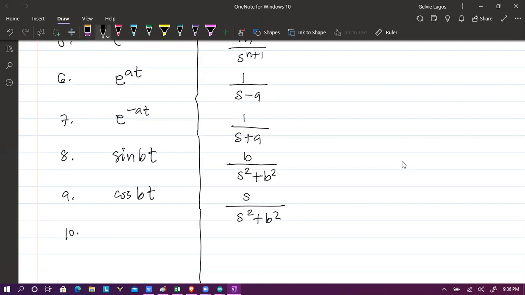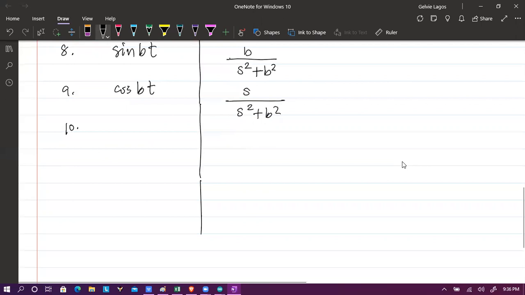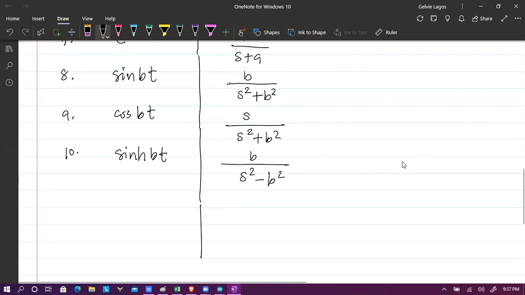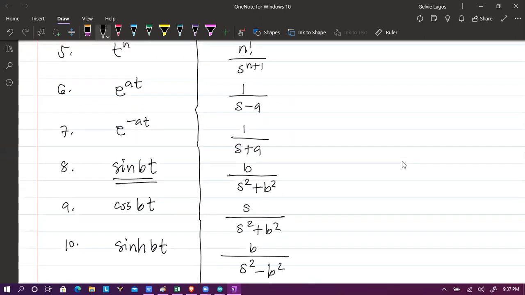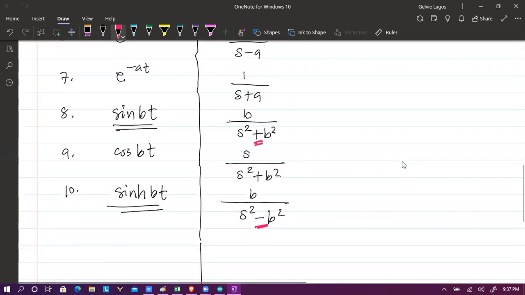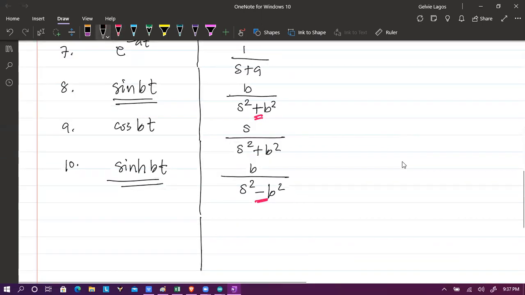Let's have another one, this time for the hyperbolic function. The Laplace transform of the hyperbolic sine of bt is simply b all over s squared minus b squared. Now take note of the difference between sine and hyperbolic sine. They differ in the sign of your b squared in your denominator. Now let's have the hyperbolic cosine of bt. This is s all over s squared minus b squared.